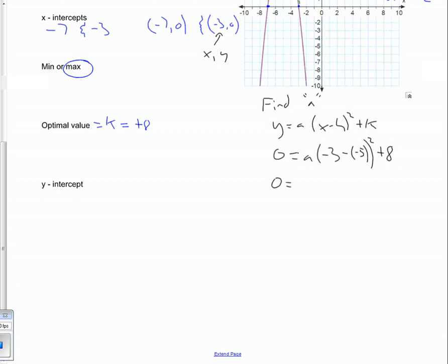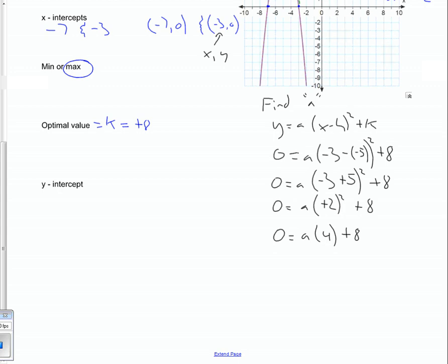So 0 is equal to, in this case, negative 3 plus 5, because negative 1 times negative 5 is plus 5, all squared plus 8. So 0 is equal to a. So negative 3 plus 5 is equal to positive 2 squared plus 8. 0 is equal to, so 2 squared is 4. So a times 4, again, plus 8.